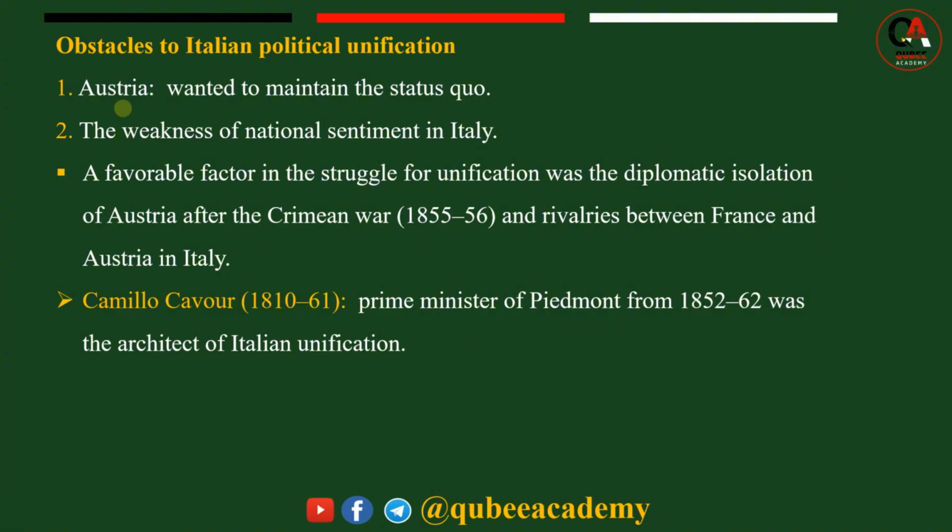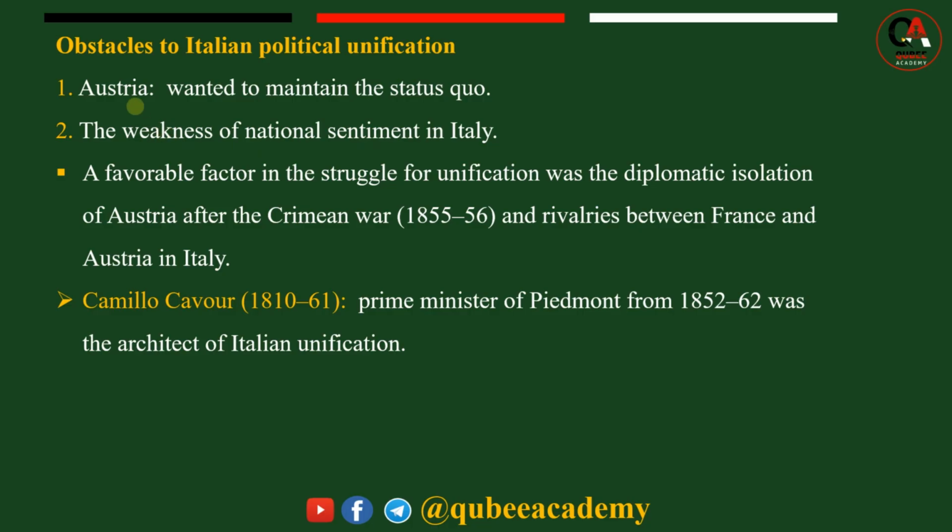France and Austria challenged the unification of Italy because Austria wanted to maintain the status quo. Status quo means the existing state of affairs. The second obstacle is the weakness of national sentiment in Italy, a lack of determination among Italy's leaders before the rise to power of Cavour and Victor Emmanuel. These are the important obstacles.